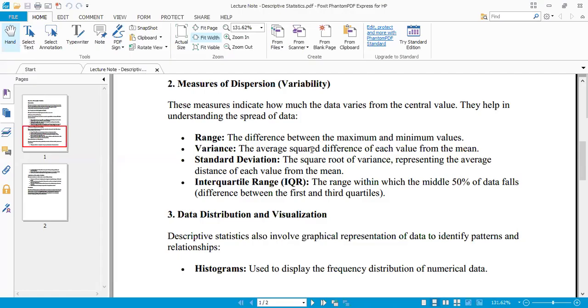So let's also look at the next one, standard deviation. This is the square root of variance. Don't forget, when you are calculating variance, you have to square some values, right? Average squared. So to bring it back to the original value, you need to find the square root, isn't it? Opposite of square is what? Square root. Okay.